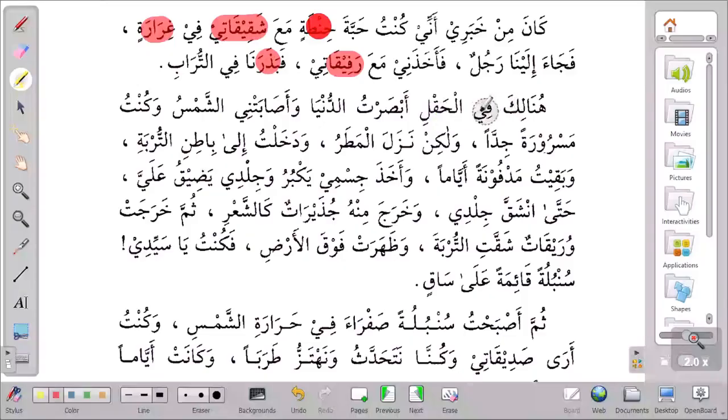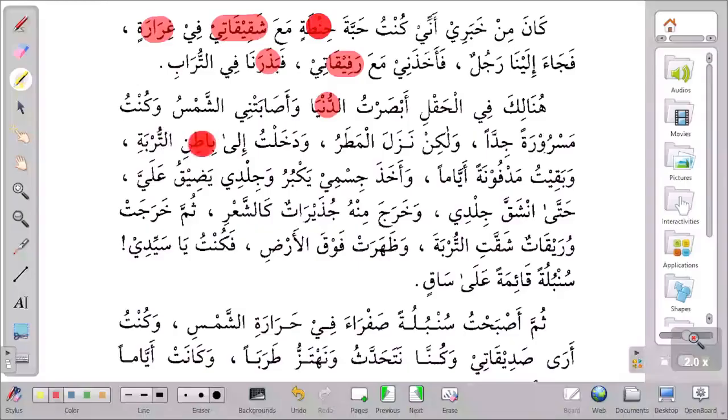"hunalika fil hakl," there in the field. "Absartu dunya," I saw the earth. "Wa asabatni ash-shams," and then the sun afflicted me. "Wa kuntu masruratan jiddan," and I was very happy. "Walakin nazal al-matar," but the rain descended. "Wa dakhaltu ila batin al-turab," and I entered into the interior of the earth.